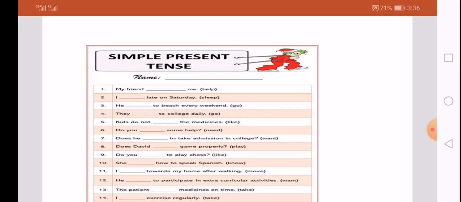Three. He goes to the beach every weekend. We have the verb go. So we are going to add S to the verb go. It's going to be he goes. So how do you write the verb go? You are going to write G, O, ES. You are going to add ES to the verb go. Why? Because it ends in O. Four. They also go. Here the verb go, you are going to put without adding anything, without adding S. Why? Because the subject is the pronoun they, one of the plurals. They go to college daily.